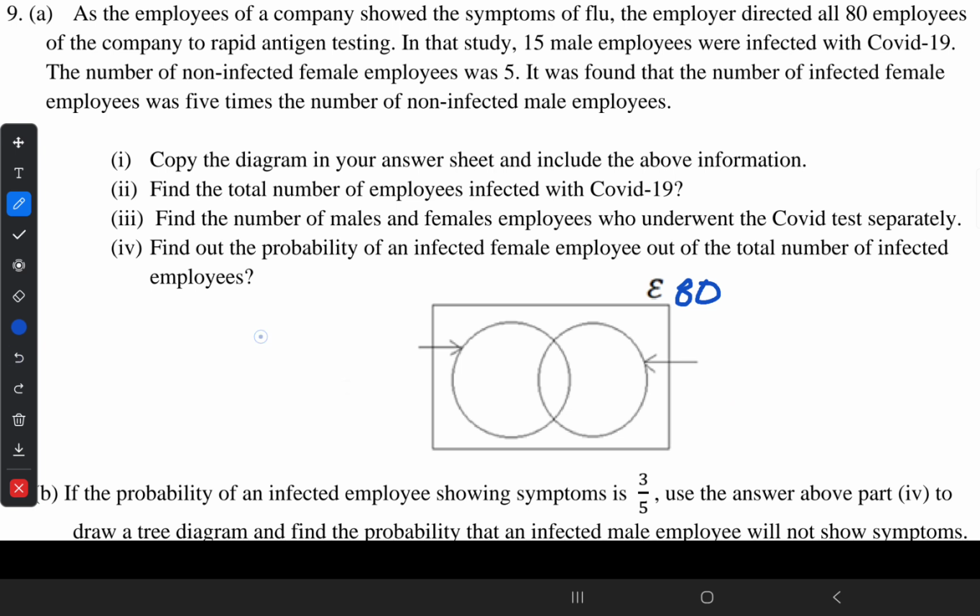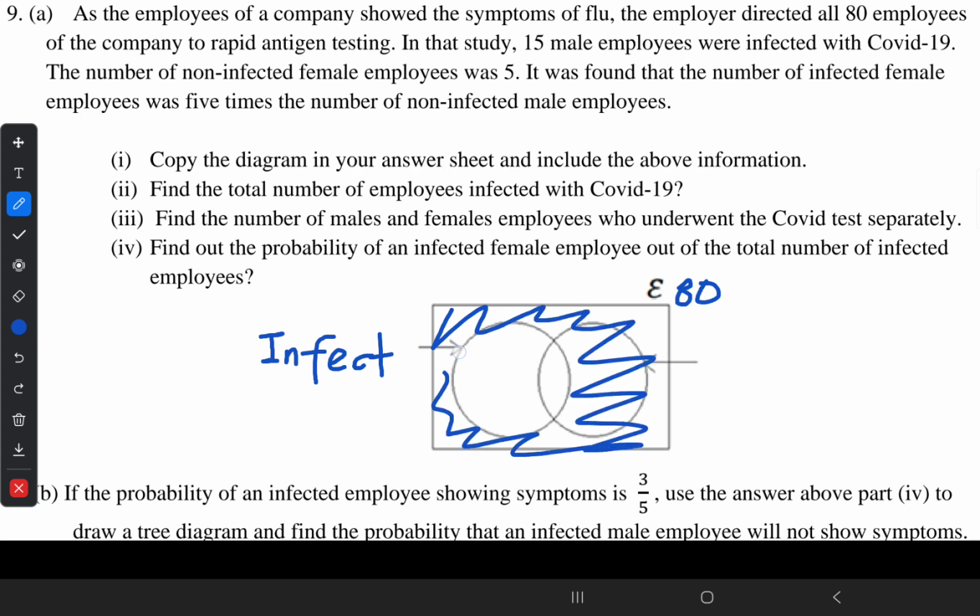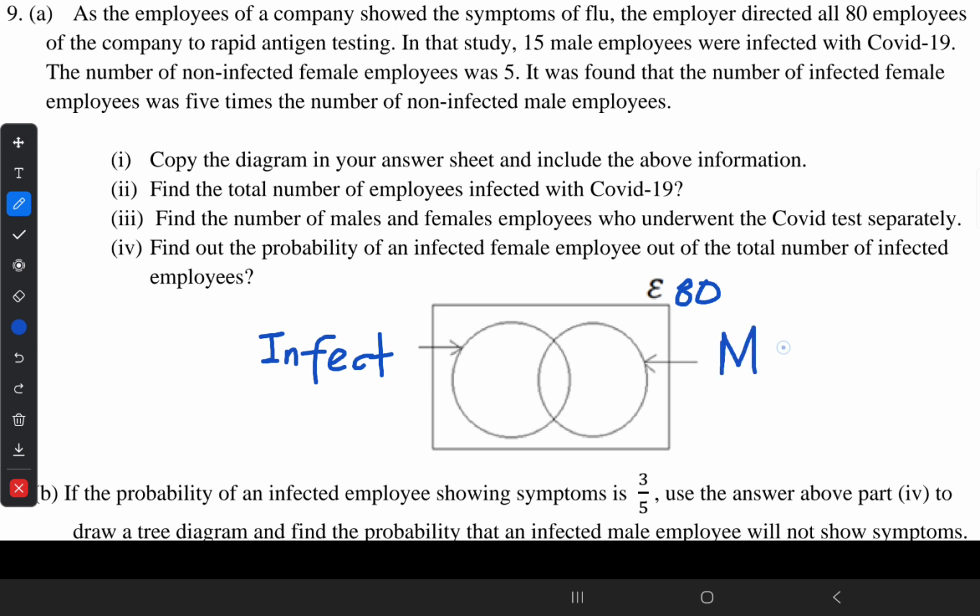We can divide it as infected and non-infected. The circle indicates the people who are infected by that flu, and outside of the circle denotes non-infected. I will denote this other circle as male. So there are 4 regions.